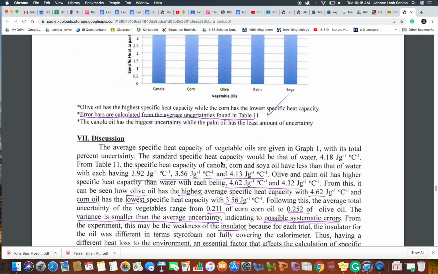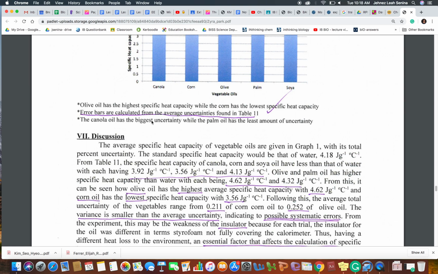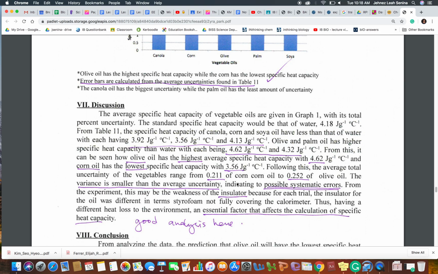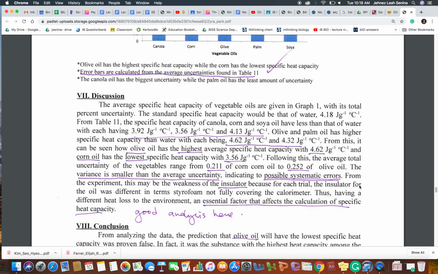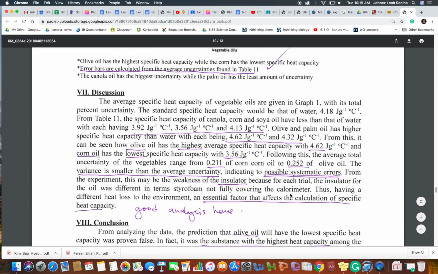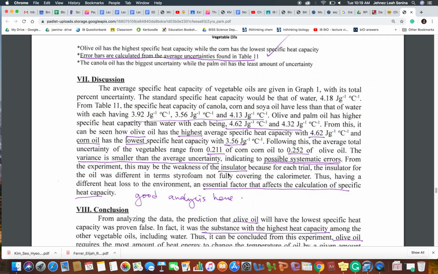Okay. So, the discussion here. She answered her research question. She said that it was canola oil, and then she discussed her data. So these are her numbers. The variance is smaller than the average uncertainty, indicating possible systematic errors. From the experiment, this may be the weakness of the insulator. So she thought about which one may have given her a systematic error.